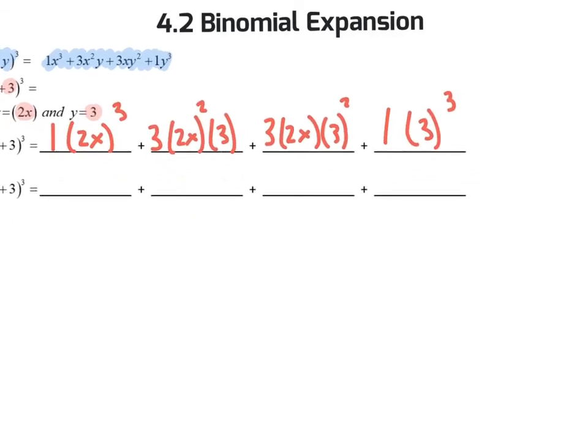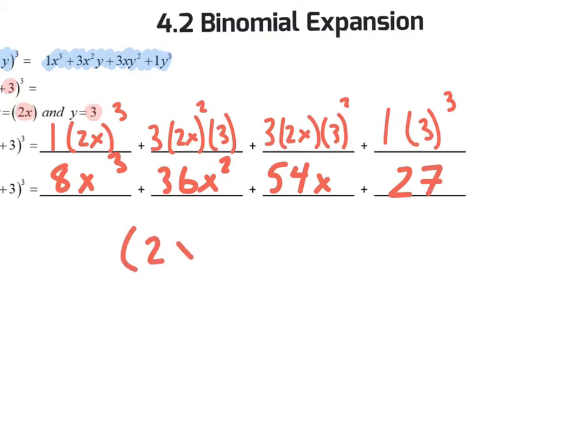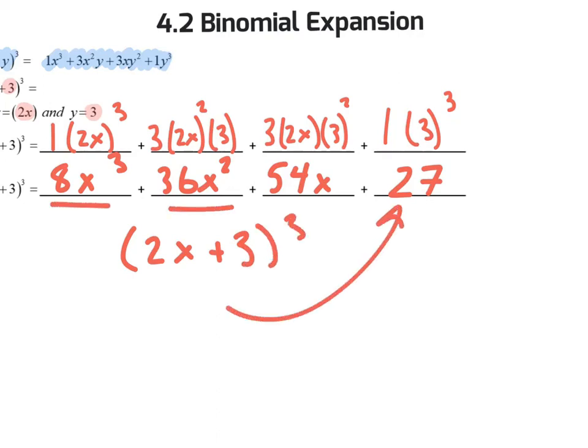So how does this look? 2 times 2 times 2 is 8, so this is 8x cubed. 9 times 4 is 36x squared. 9 times 6 is 54 x's. And 3 times 3 times 3 is 27. Isn't that something else? We just did 2x plus 3 to the third power that quickly to get all of the values just right. This is binomial expansion.